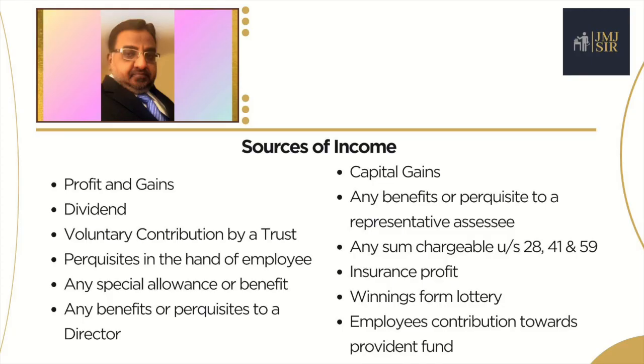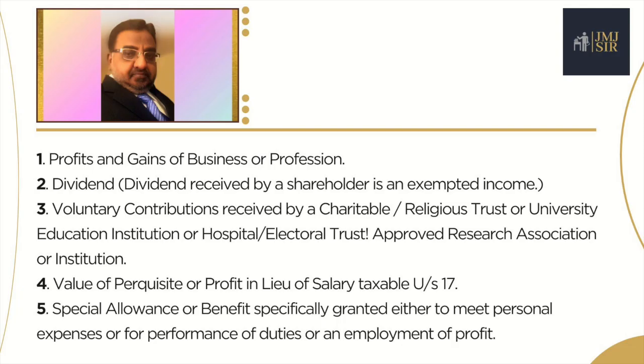whatever benefit we have, any benefit or perquisite to a director, then capital gain, any benefit or perquisite to a representative assessee, any sum chargeable under section 28, 41 and 59 of the Act, insurance profit, winning from lottery tickets, and employees' contribution towards the provident fund are the different sources of income, and these sources are elaborated like this. Profit and gain of business or a profession.